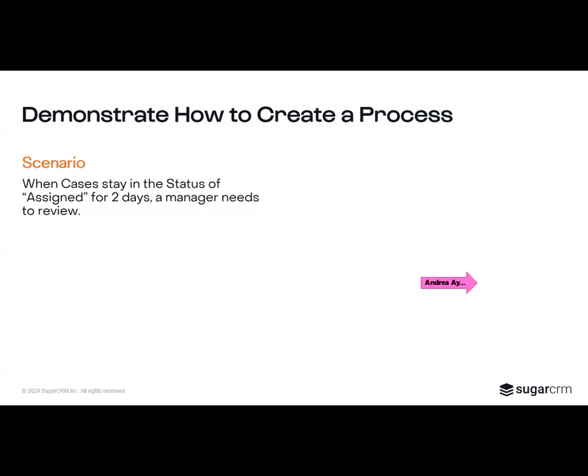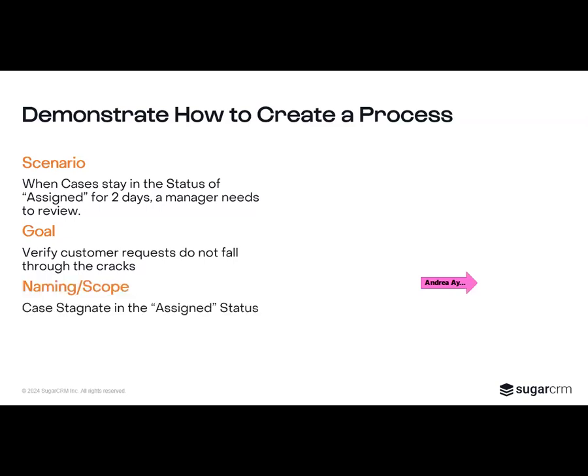So let's put it into our format, right? So goal, verify the customer requests don't fall through the cracks. We don't want to upset our customer, whatever your goal may be, right? What makes sense to you or makes sense to your coworker that's requesting it. So I'm going to name mine case stagnant in assigned status. I could have also added manager needed, something like that, manager review at the end if I wanted to.